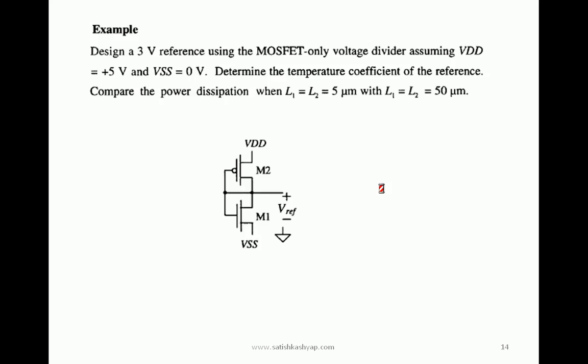What happens to the current? What happens to the power dissipation? That you have to check. So three things we are going to solve from this problem. One is designing the voltage divider. Second one is determining the temperature coefficient. Third one is comparing the power dissipations whenever the channel lengths are changed. Designing is nothing but simply unknown parameter calculation. We know the circuit, and in that circuit the known values are substituted and you calculate the unknown values. So simply we can get that design.